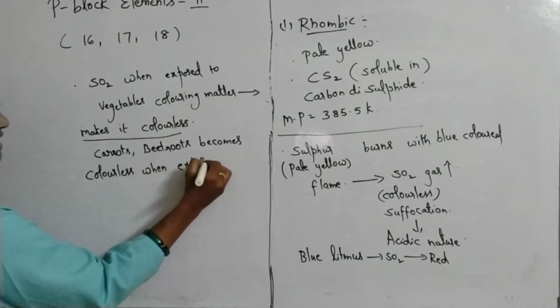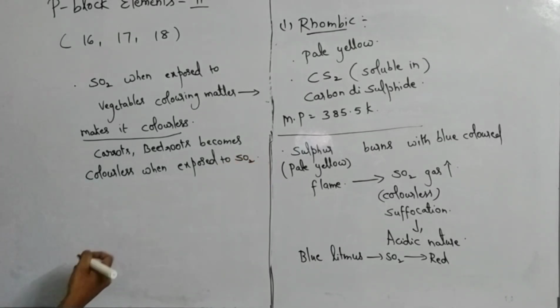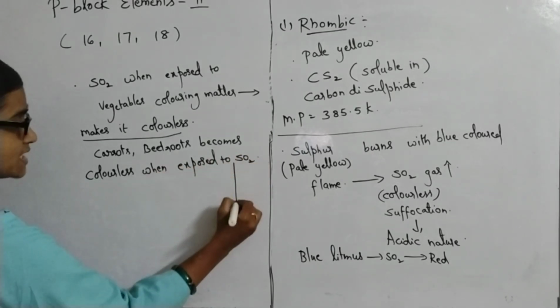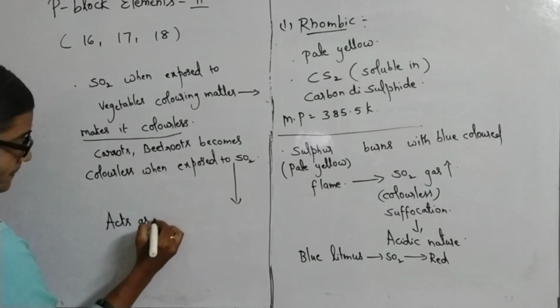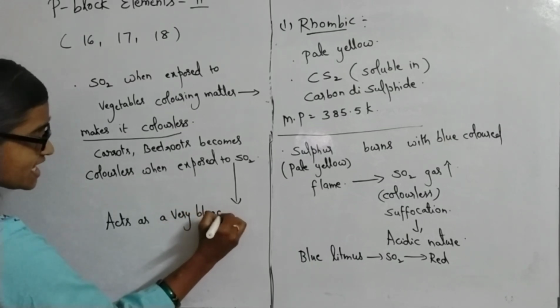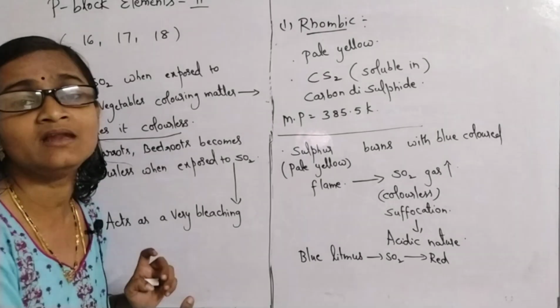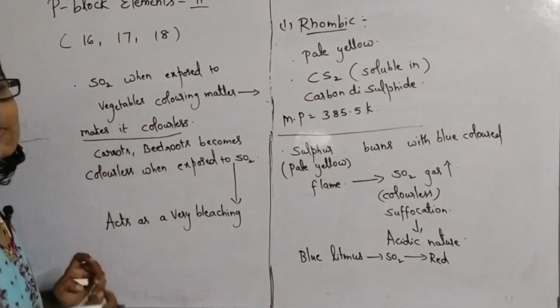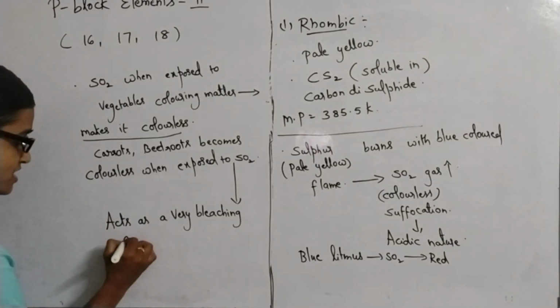So why is it like that when exposed to sulfur dioxide? Because sulfur dioxide acts as a very good bleaching agent. What is a bleaching agent? It bleaches the vegetable coloring matter which is there in vegetables or in colored flowers and all. A very good bleaching agent.